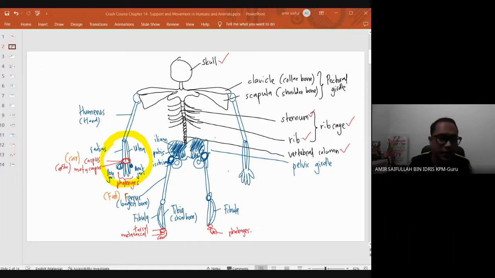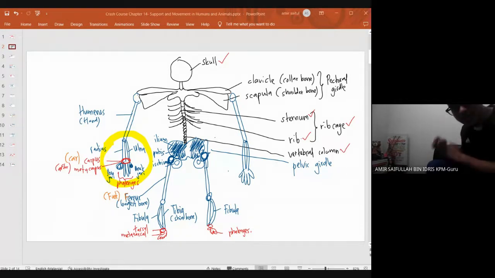Latin. Okay, next, femur. Femur is the longest bone in the body. Next, dekat sini, if at your leg this part. Orang yang selalu Thai boxing dia akan tendang orang di sini. So this part is called patella.